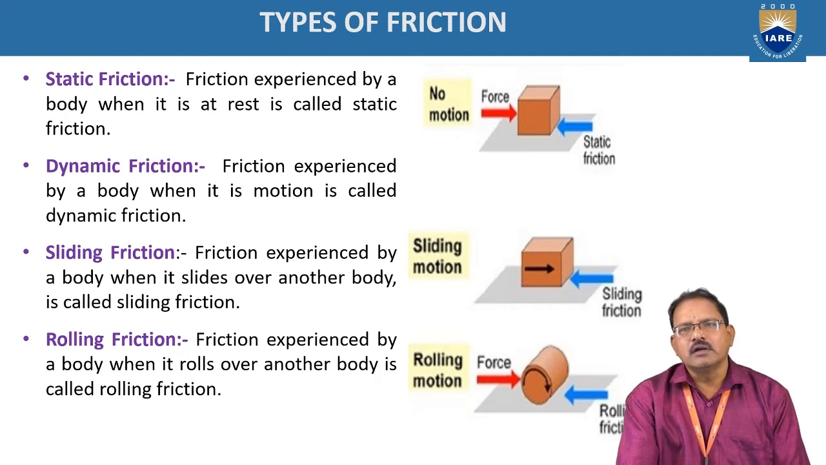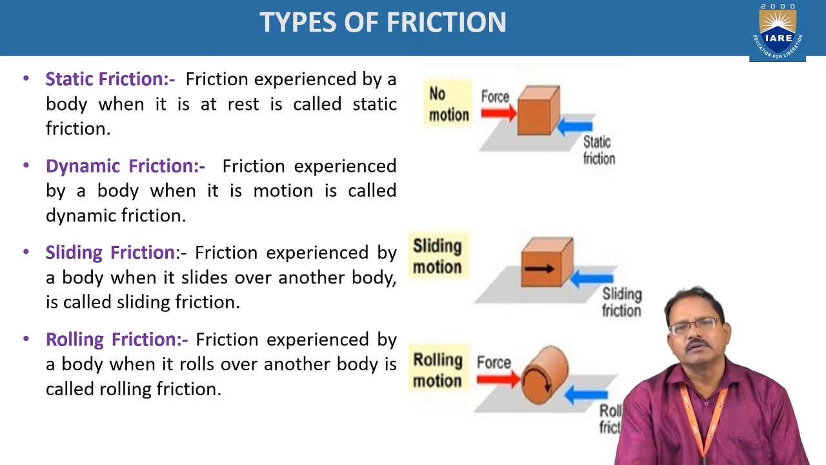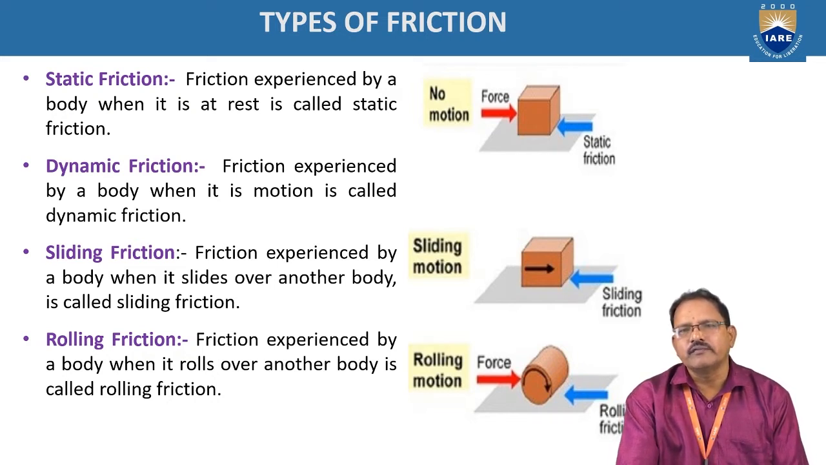Dynamic friction. The friction experienced by a body when it is in motion is called dynamic friction. The dynamic friction is always smaller than the limiting friction. This dynamic friction is further classified into sliding friction and rolling friction, depending on the type of relative motion taking place between the contact surfaces. Sliding friction is the frictional force experienced by a body when it slides over another body.